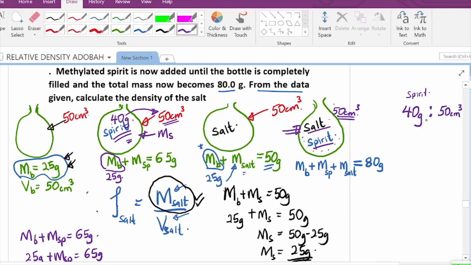So if 40 grams of spirit occupied 50 centimeters cubed, what about here? How much volume is occupying here? Remember, in this instance we have both the salt and the spirit. Both of these two combined occupy 50 centimeters cubed. And we say that the mass of the bottle plus the mass of the spirit plus the mass of the salt give us 80 grams.